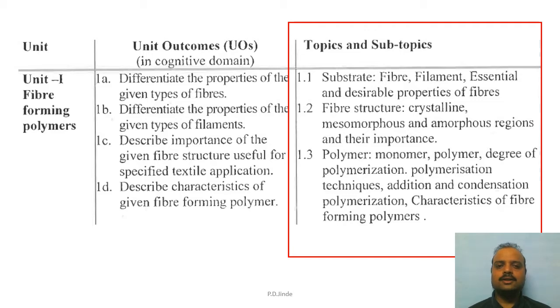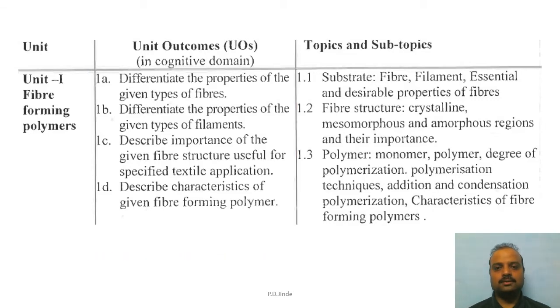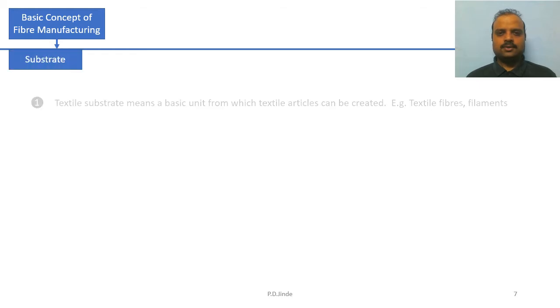Once you completely understand the topics and subtopics, you will be able to answer the UOs, that is unit outcomes. In this syllabus, the middle column denotes the UOs. There are 4 UOs. These are in the form of questions, and you will be able to answer those questions once you completely understand the topics and subtopics of Unit 1. Today we are about to start Unit 1. Let's get started with Unit 1.